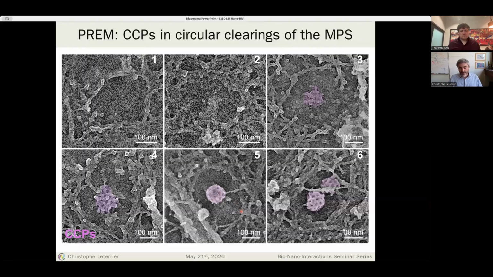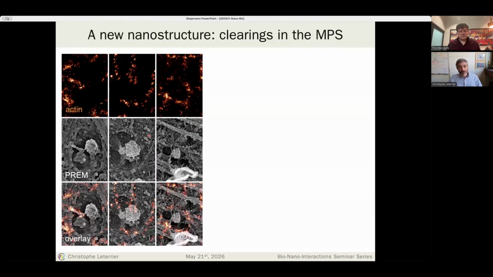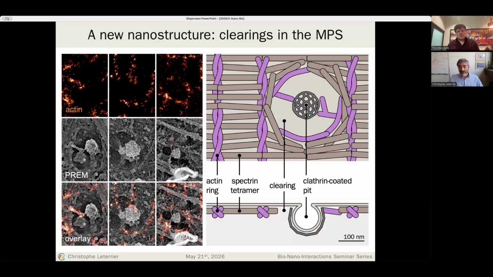touching the clathrin-coated pit. We also used our correlative workflow to localize actin and spectrin, and we can demonstrate that indeed the path here is made of actin, and that the periphery of the clearing is usually enriched in actin as compared to spectrin. So this is how it looks, this structure.